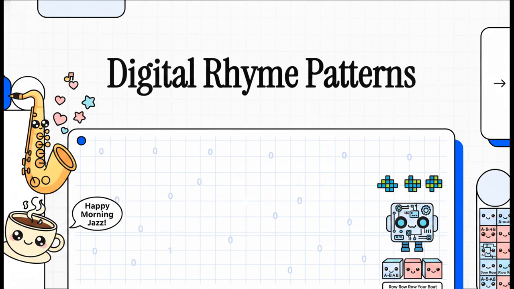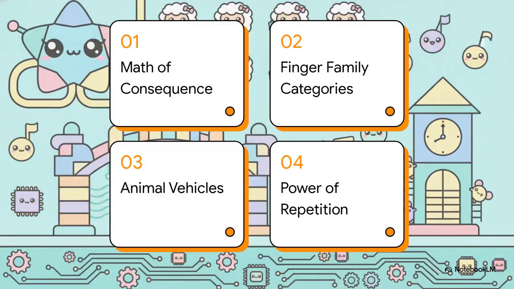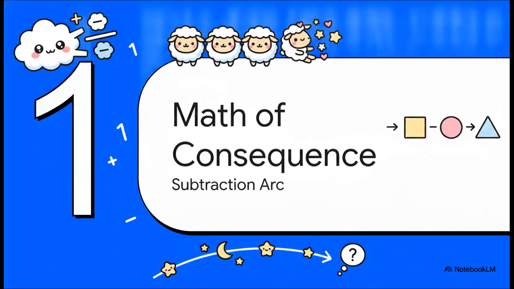So instead of free-flowing musical improv, we are looking at a highly engineered pattern recognition framework. We're going to break down exactly how this text operates, not as music, but as a total system. To make sense of all this, here's our game plan. We'll look at the mathematics of consequence, how the finger family is categorized, vehicles of animal identification, and finally, the sheer power of repetition. Okay, kicking things off with Section 1, the mathematics of consequence.